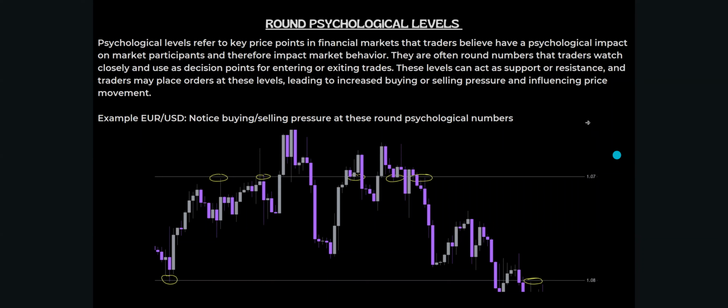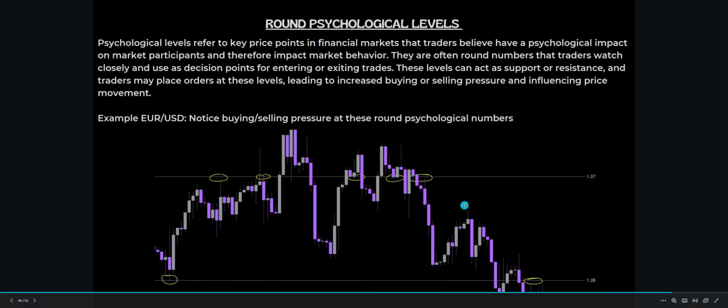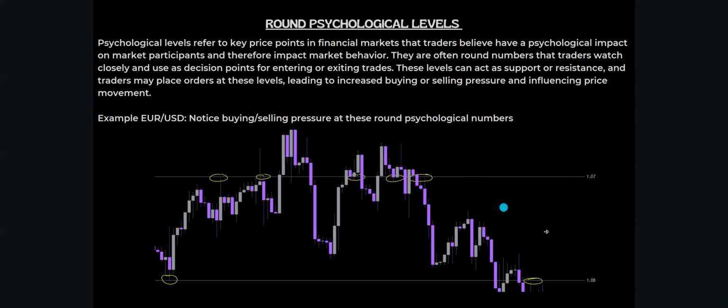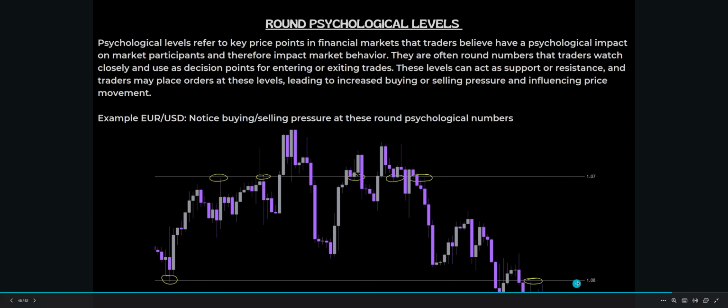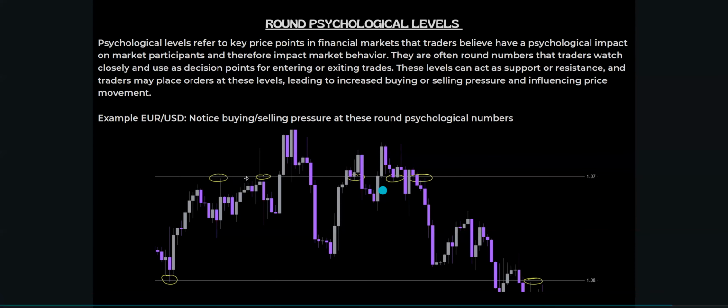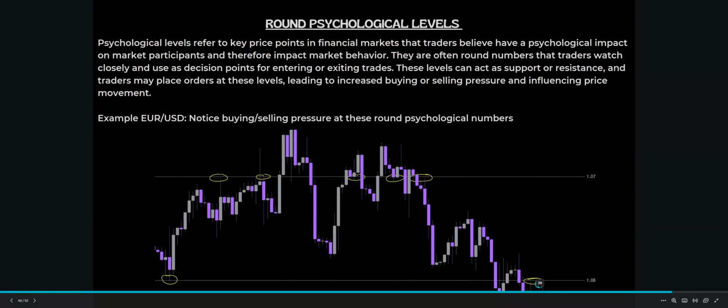These levels can act as support and resistance, and traders may place orders at these levels, leading to increased buying or selling pressure, influencing price movement. Right. So in this example here, this picture right here on Euro USD, you see how I've put in a flat round number, 1.08, 1.07. And if you look at the number, you see how we have reactions every single time of that area right there again, right? And why does this happen?